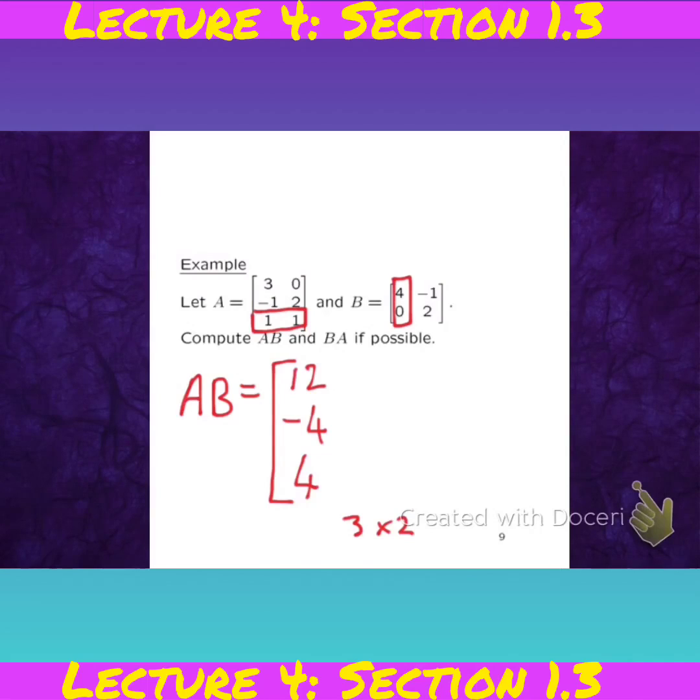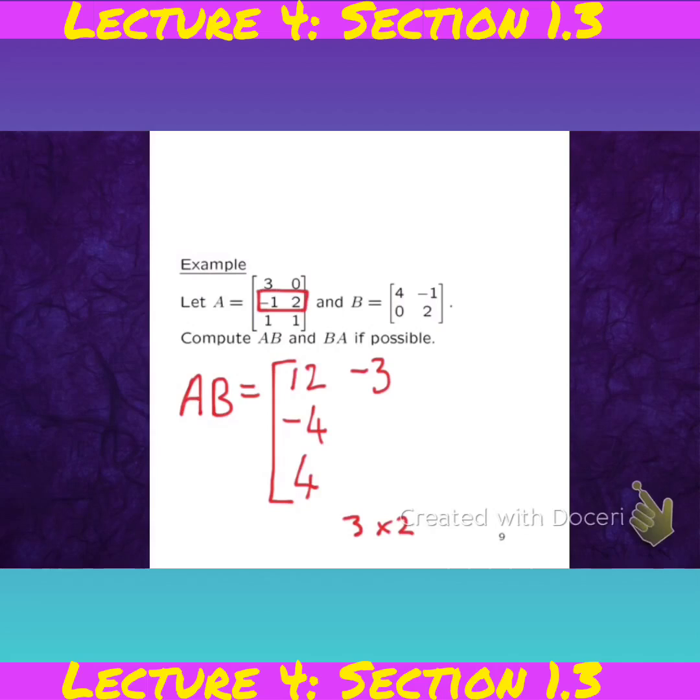So the second column is going to be determined by taking the first row of A and finding the dot product with the second column of B. So it's 3 times minus 1, which is minus 3, plus 0 times 2, which is 0. So that's minus 3.